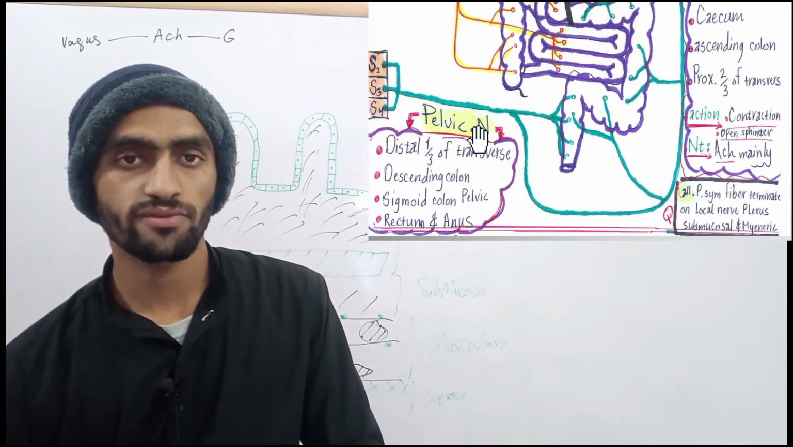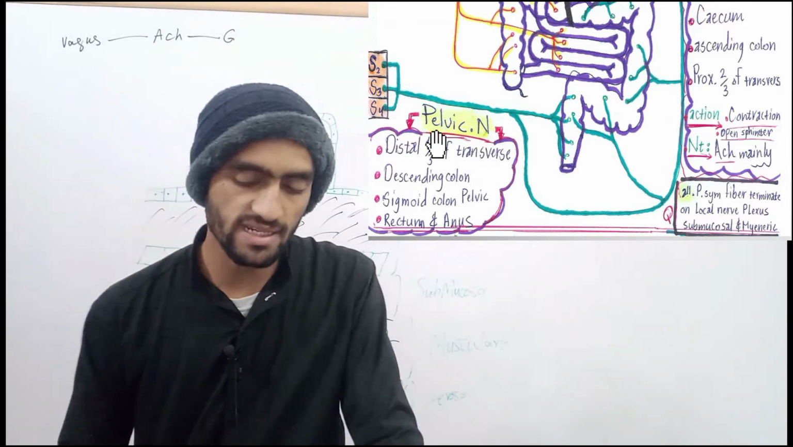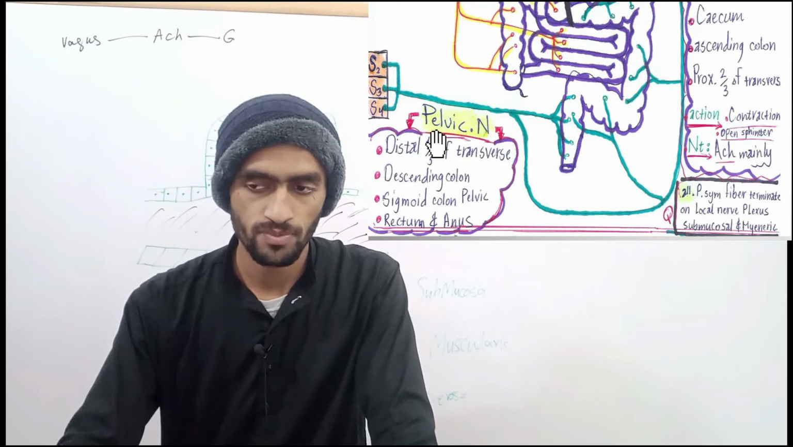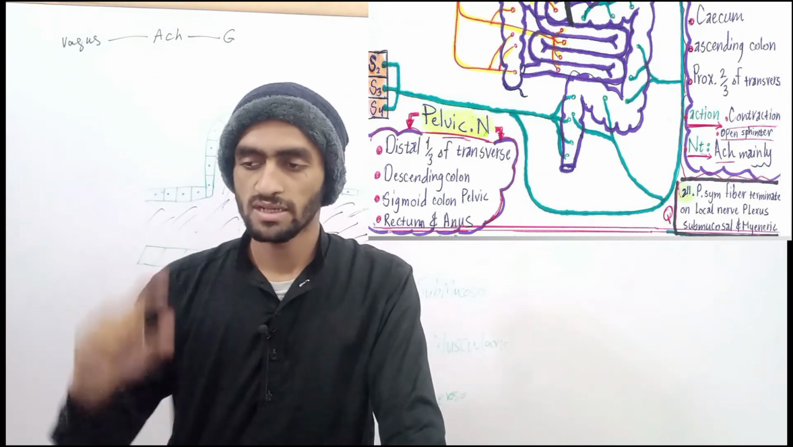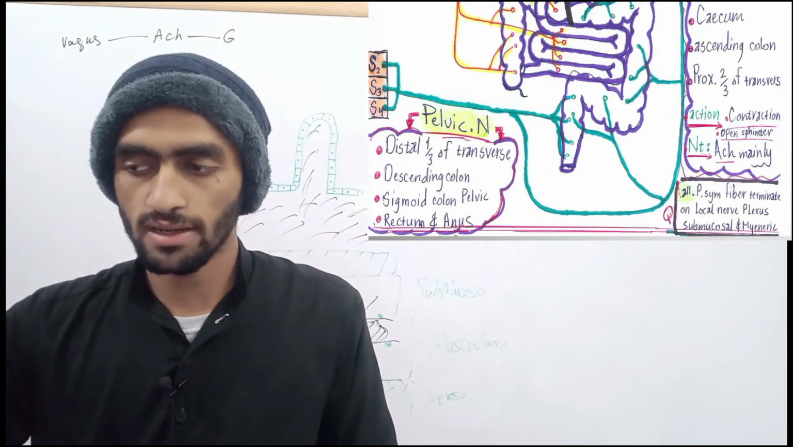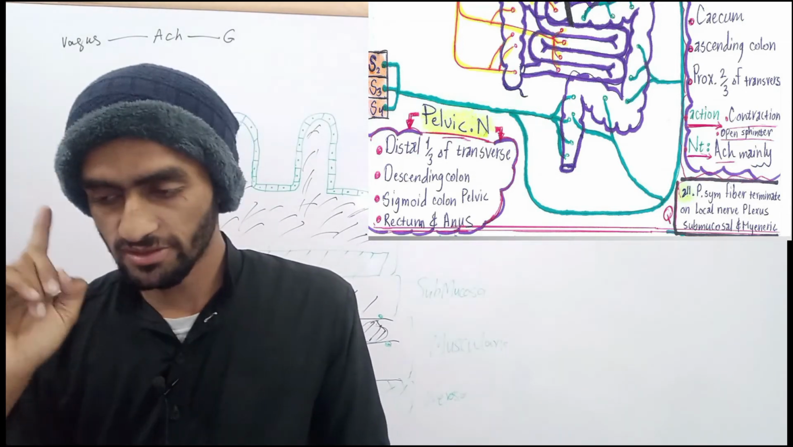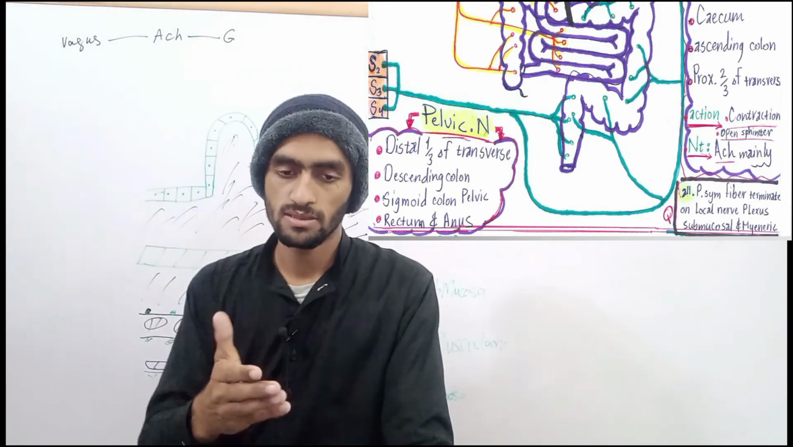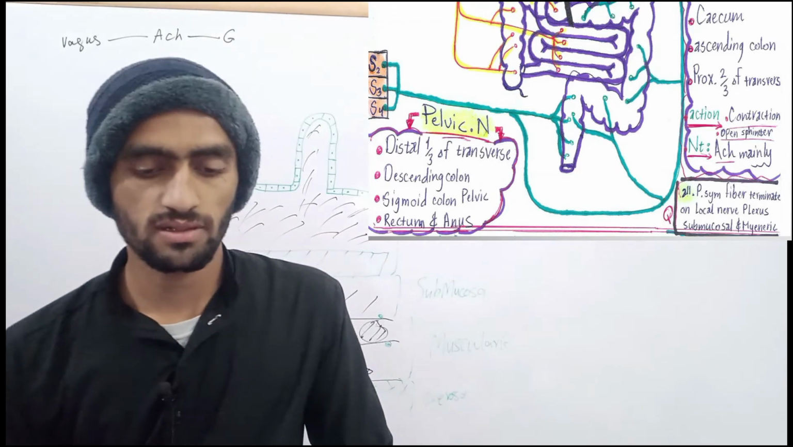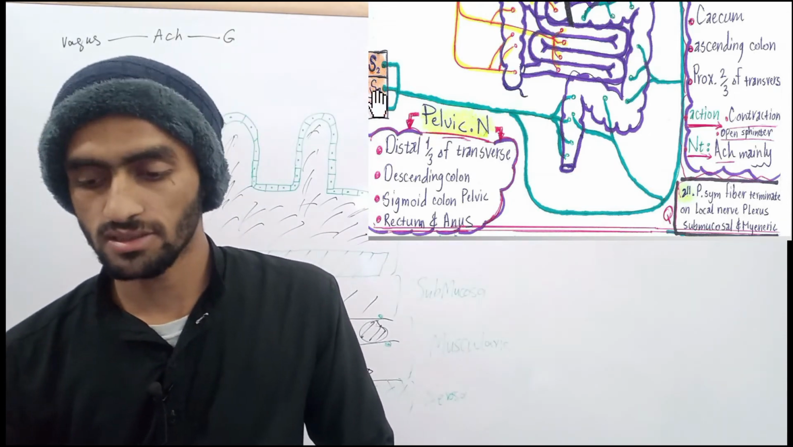They are spinal nerves. What is the difference between spinal and cranial nerves? Spinal nerves come from the spinal cord. Cranial nerves come from the brain directly. Vagus nerve is a cranial nerve, while these are pelvic nerves, which come from the sacral region.